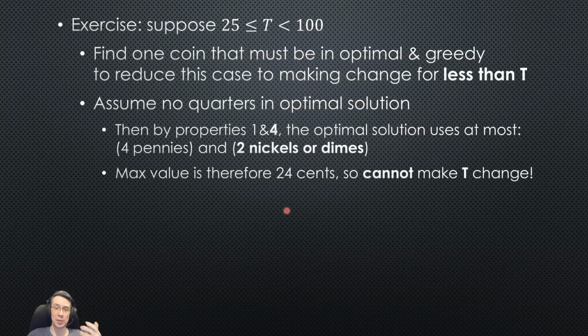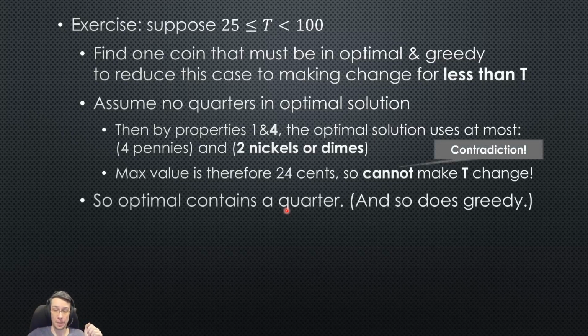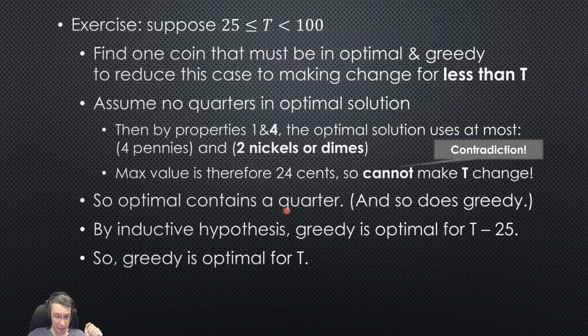And because of this optimal substructure, the optimal solution, which includes a quarter, is going to consist of that quarter and the coins that will optimally make change for t minus 25 cents. And greedy must contain that quarter. And so if we solve optimally for t minus 25 cents, which we know we will with greedy because of the inductive hypothesis, we can assemble the greedy solution, which is optimal for t minus 25 cents, with the quarter and obtain an optimal solution. Okay, so greedy is optimal for t.